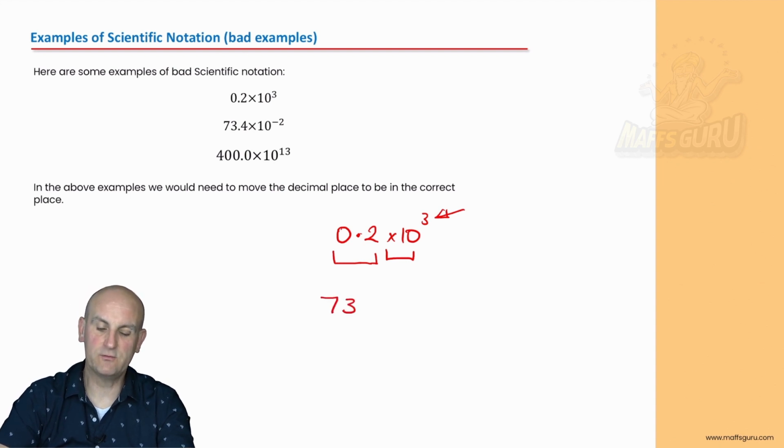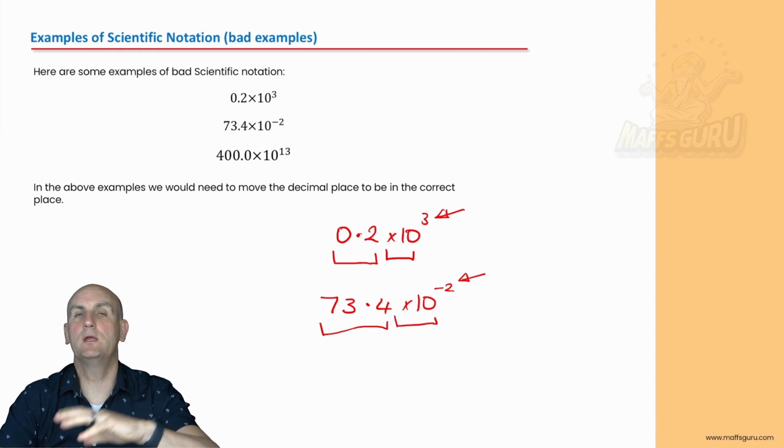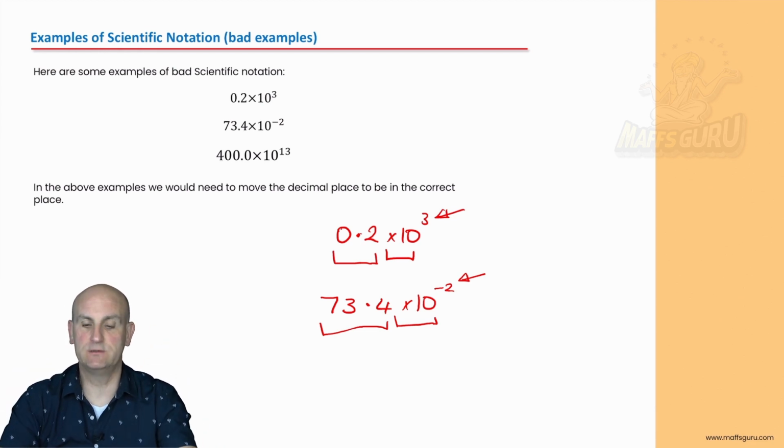What about 73.4 times 10 to the minus 2? Well, we know the times 10 is needed. The floaty power is needed. Is my decimal point in front of the first two numbers? Nah. So that decimal point's in the wrong place. Now, although it's wrong, we can go on and correct it. We can reformat it a little bit later on.